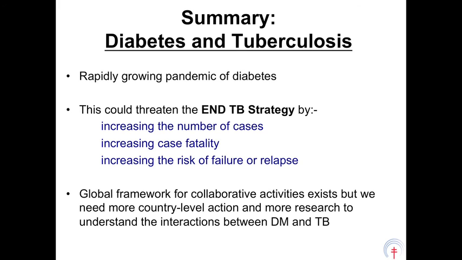So let me sum up, Jerry, just to say that with diabetes TB, we have this rapidly growing pandemic of diabetes, and I think this could threaten the NTB strategy by increasing the number of TB cases, by increasing case fatality, and by increasing the risk of failure and relapse, which feed back to those first two. We have a global framework in place for collaborative activities, but we need much more country-level action, and certainly we need more research to understand the interactions between these two diseases and what to do about it.